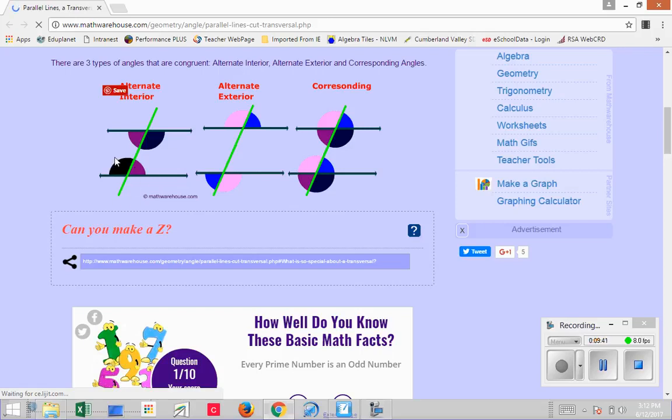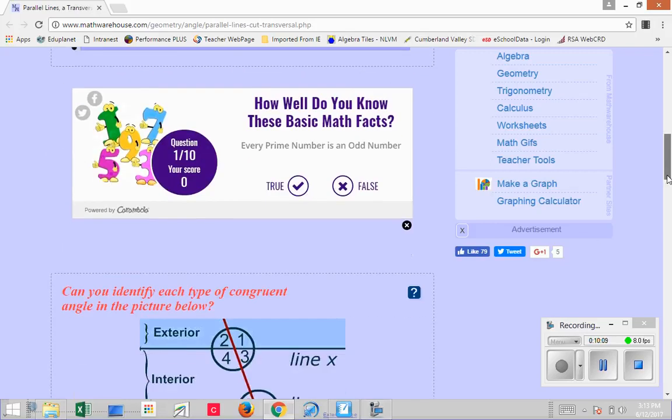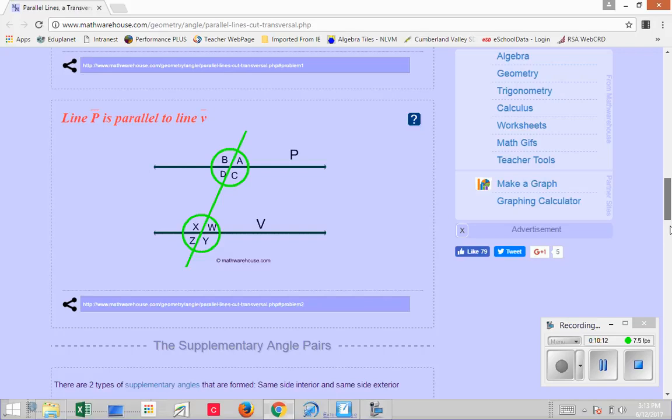The same color angles are alternate interior, so the two purples, the two blacks are alternate interior. The two blues are alternate exterior, and the two purples are alternate exterior. And here, the blue corresponds with the blue, the black with the black, the darker purple with the dark purple, and the light purple with light purple. So all of those are pairs of corresponding angles. So we're going to scroll down just a little bit more. We're going to go right here to where it says line P is parallel to line V. So we're going to go ahead and click on the question mark here.